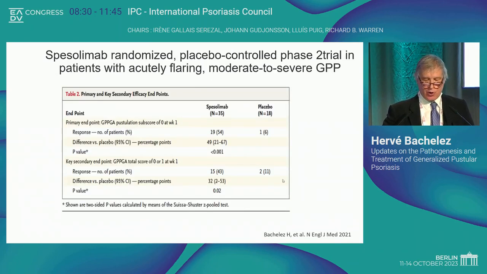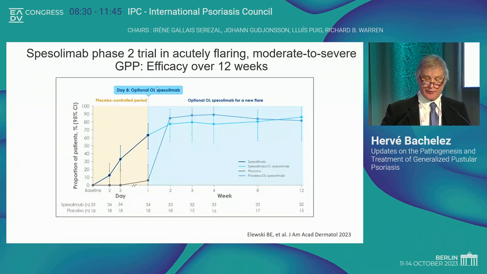To make a long story short, there were quite balanced demographics between the two groups, and you can see that according to the primary endpoint, 54% of the patients receiving spesolimab reached the primary endpoint versus 6% of the patients receiving placebo. Only one reached the primary endpoint, and that was roughly the same for the key secondary endpoint, the GPPGA total score of 0 or 1 at week 1. And what was observed at week 1 was confirmed at week 12.